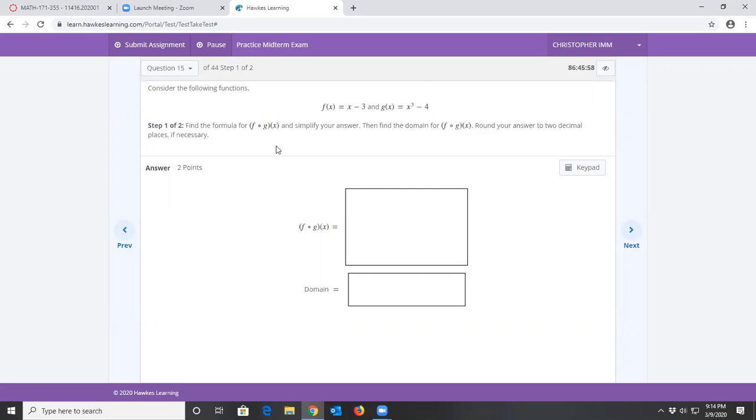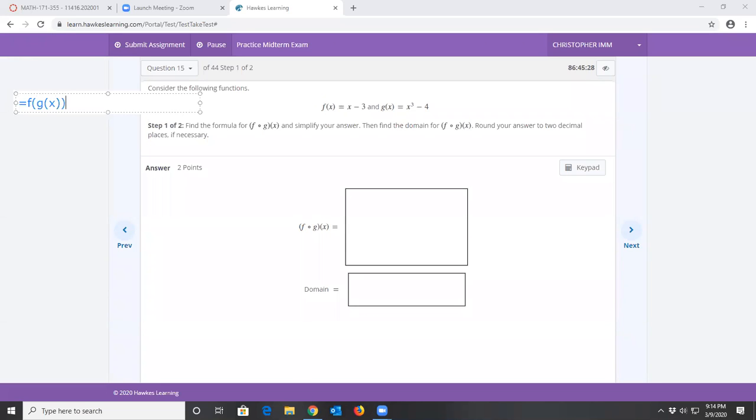Well, I think I found one of the problems you were looking at. Exactly, that is it. Okay, let's look at this one. It says find the formula f of g of x and simplify your answer. When I'm combining functions like this, I always like to write out what that symbol means. So f of g of x means you can replace it by f of, parentheses, g of x.